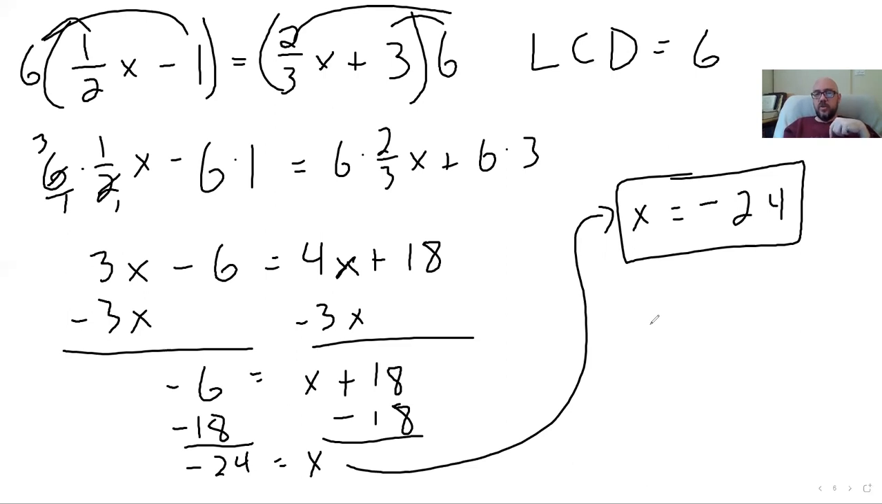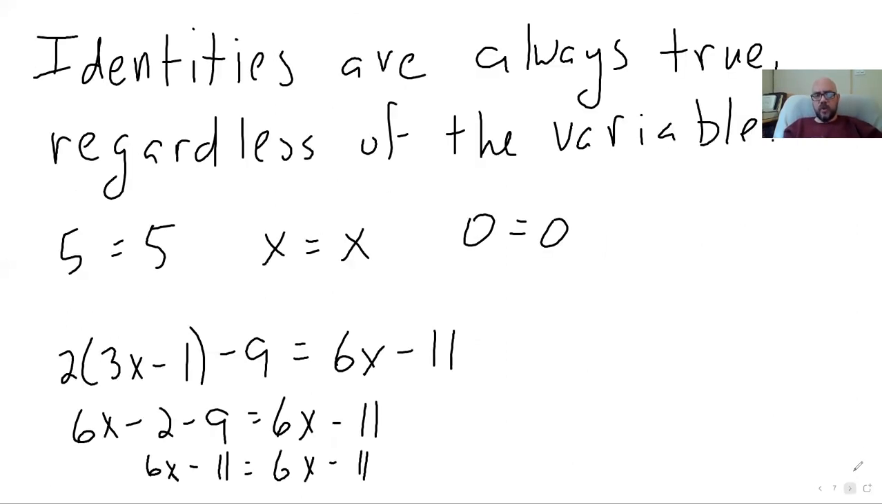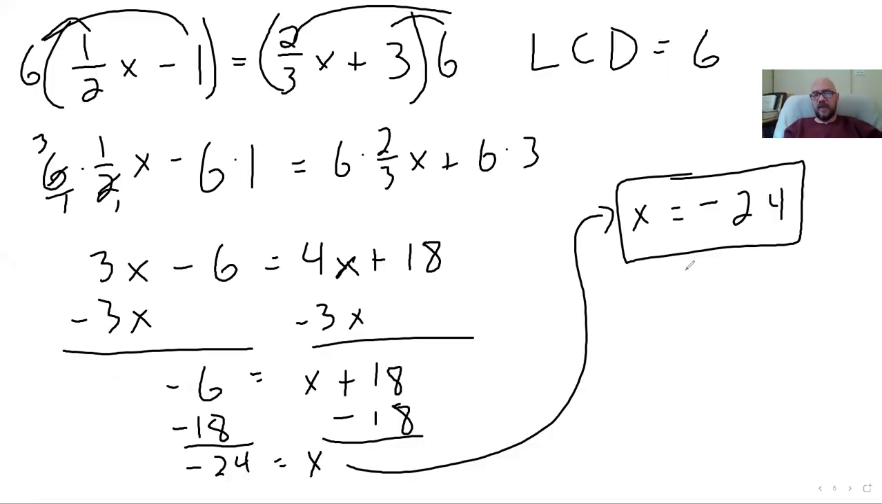And you stop when you get x equals some number, or t equals some number, or whatever variable you're using equals a number. If you encounter one of these weird situations where all the x's are gone, then that means that you've got either an identity or a contradiction, right? If all the x's go away, you actually can't have something like this.